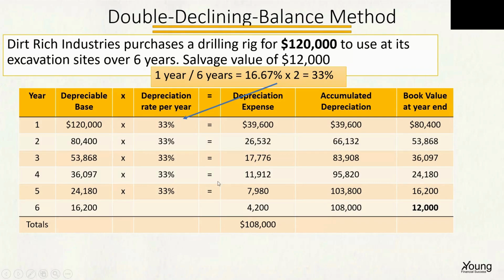So instead of multiplying the $16,200 by 33%, we just fill in the rest. We say, okay, we need there to be $12,000 left. Right now our book value is $16,200, so we just subtract $12,000 from that, and it tells us that we need to depreciate year 6 by $4,200. That brings us to a total of $108,000. And it leaves us with a book value of $12,000. So you have to make some adjustments on the double declining balance method whenever you get to the end there in order to force the salvage value amount.